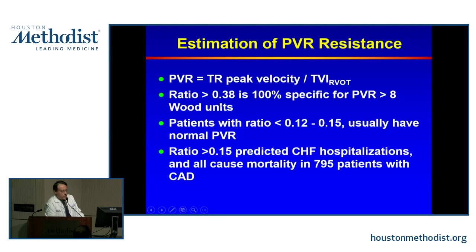If you look at a ratio more than 0.38, it is very specific. But look at the PVR, more than 8 Wood units. This is in the dangerously elevated zone. In the less than 0.12 to 0.15, they usually have a normal pulmonary vascular resistance, and a cutoff more than 0.15 was predictive of heart failure hospitalizations and all-cause mortality in the Heart and Soul study.